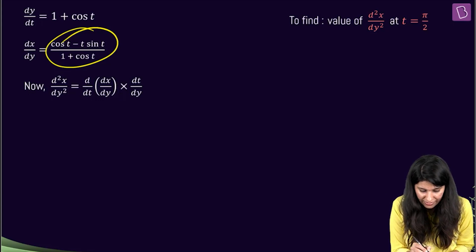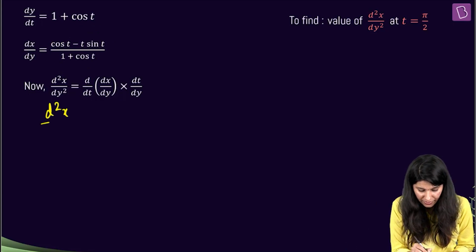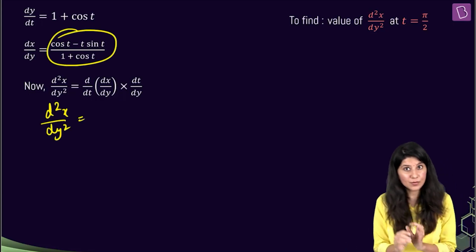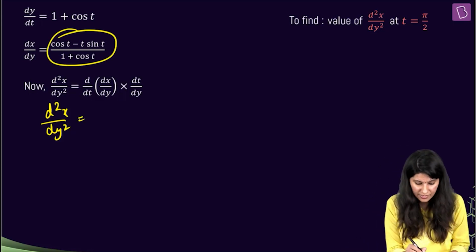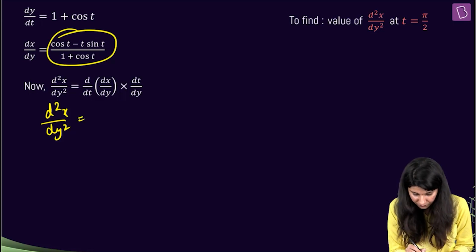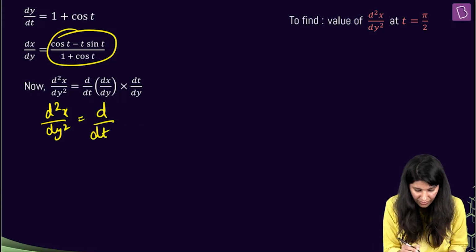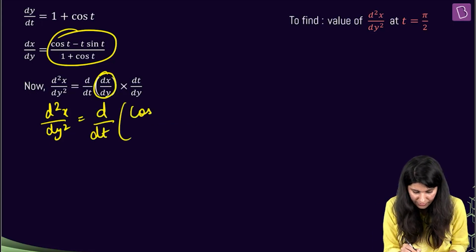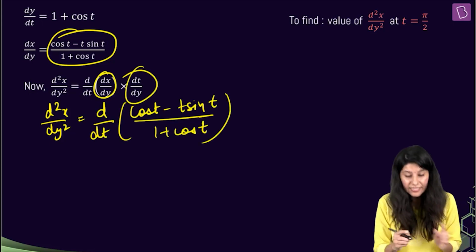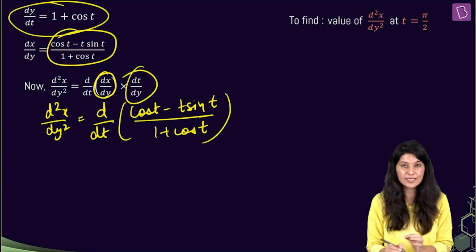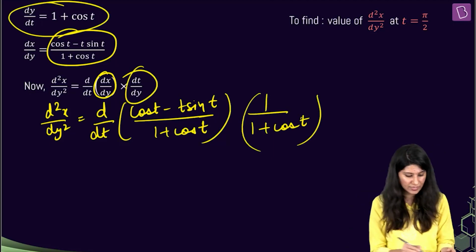So dx by dy, let's differentiate with respect to t. If you do that, what do you get? You need to apply the quotient rule. Let me write it this way first to make things easy for you. d by dt of (cos t minus t sin t) whole upon (1 plus cos t). Right, then dt by dy, you can get it from here, which is nothing but 1 by (1 plus cos t). Okay, so everything is sorted.